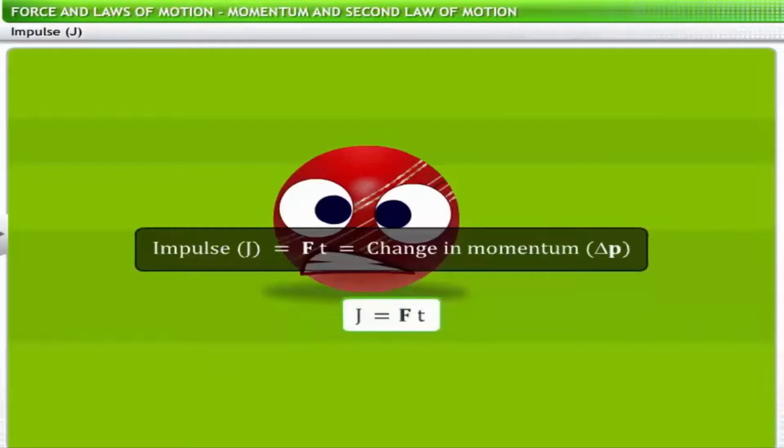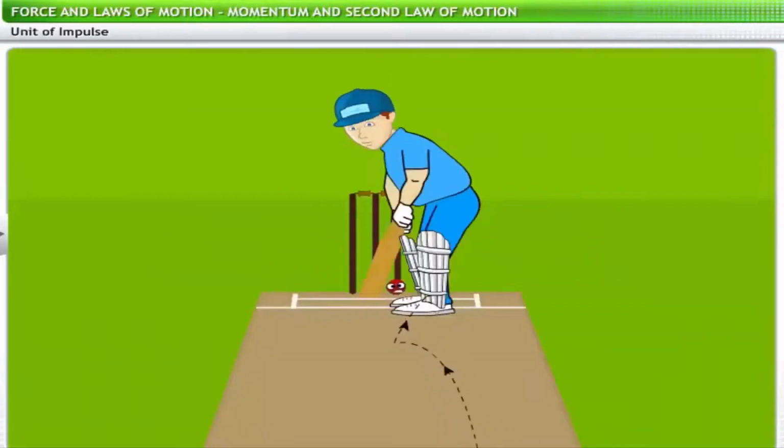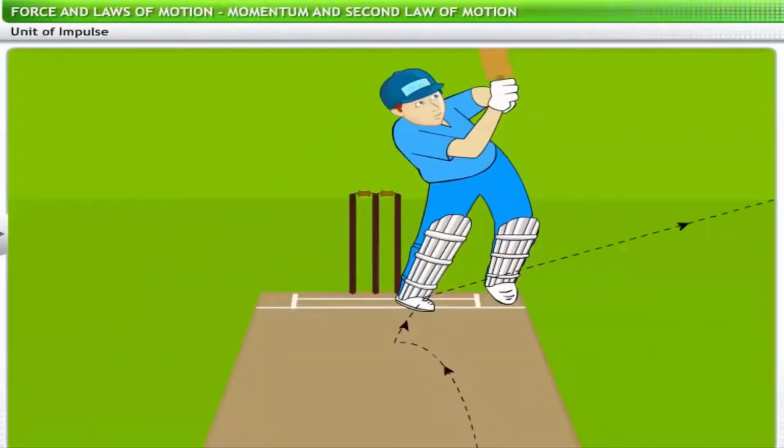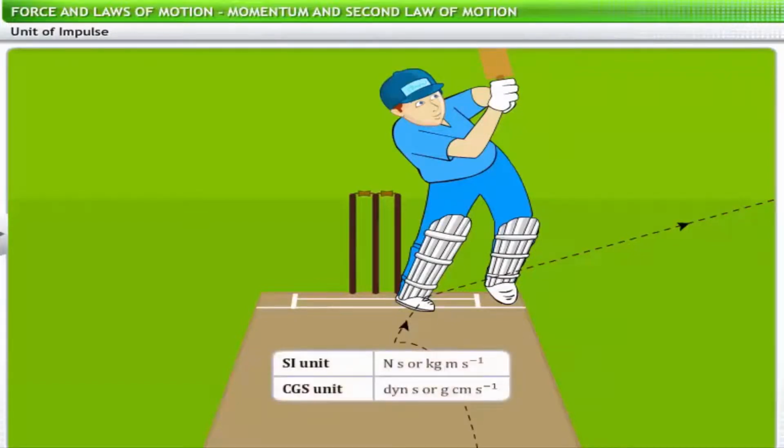Impulse is denoted by J and is measured as a product of force and time. As the impulse of a body is numerically equal to change in its momentum, the unit of impulse can also be expressed by the unit of momentum. Thus, the SI and CGS unit of impulse are Newton second and dyne second respectively.